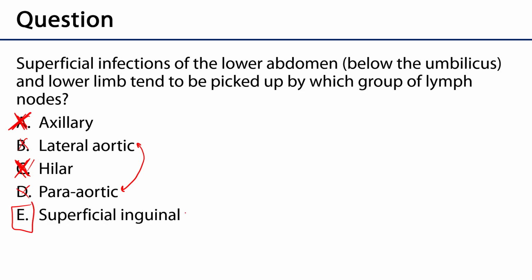We then know that they'll go to the deep inguinal nodes, then to the external iliac, to common iliac, to lumbar trunk, and through those para-aortic nodes up to the cisterna chyli.